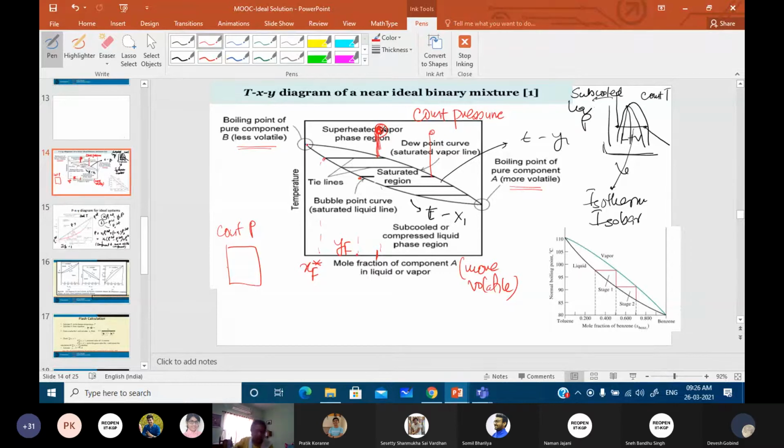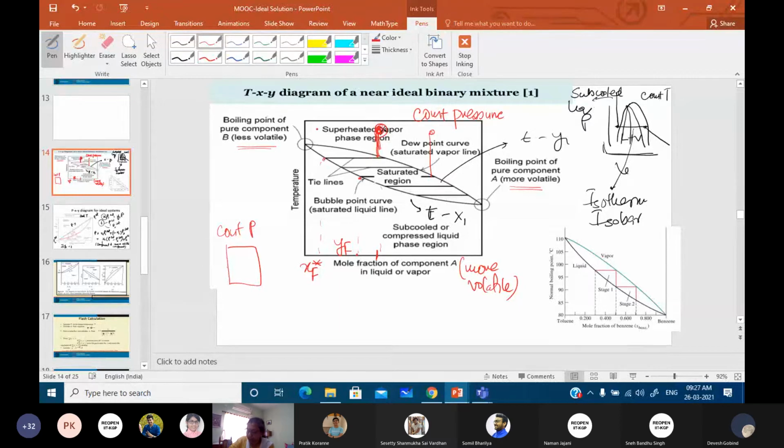Okay, my class was going on, I will talk a little later. So the saturated vapor and the saturated liquid curves start from the boiling point of the less volatile component and continue to the boiling point of the more volatile component. So the temperature of the saturated vapor depends naturally upon the composition from which you have started.